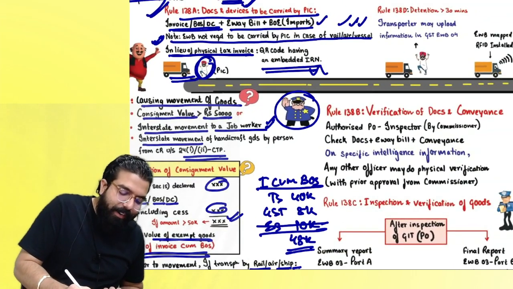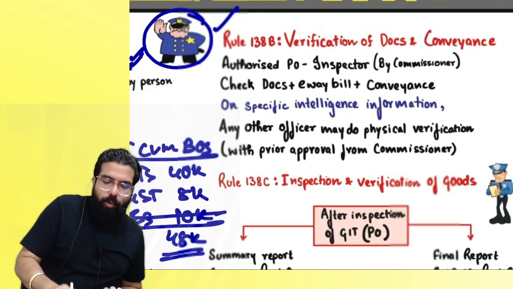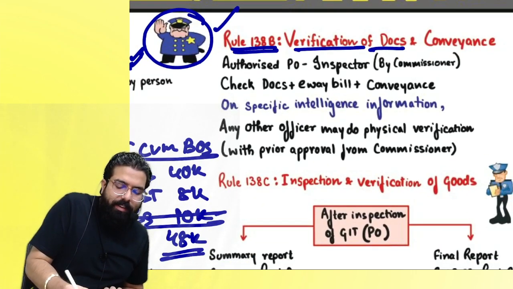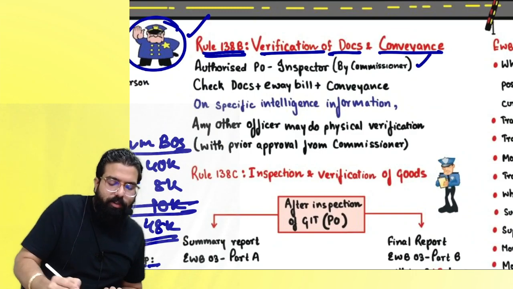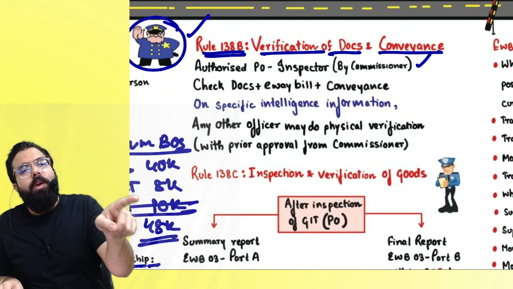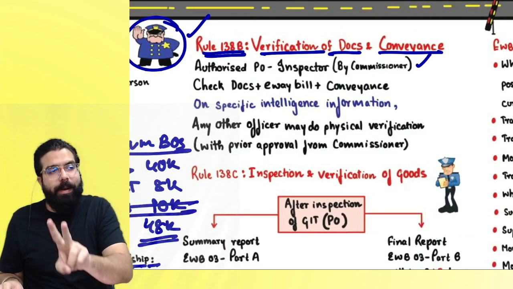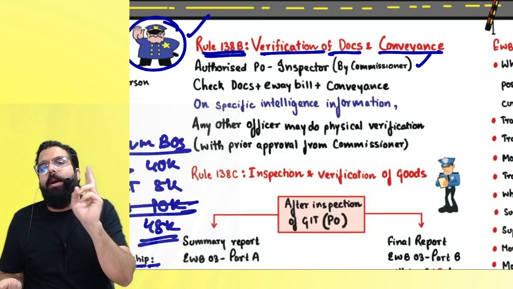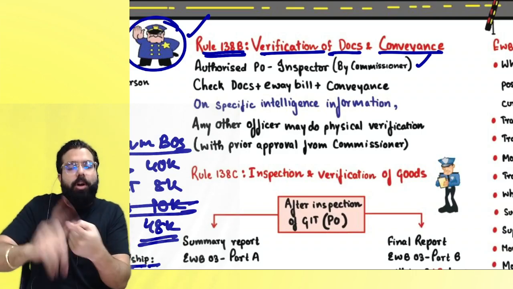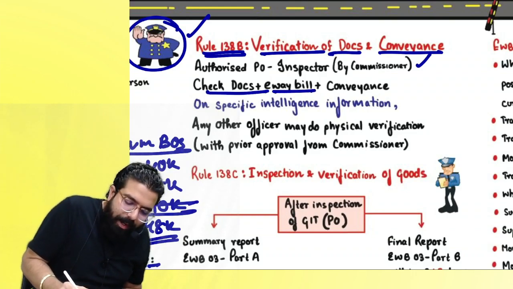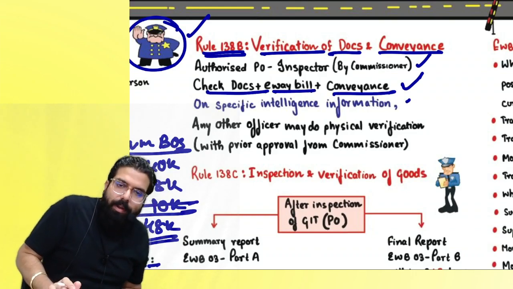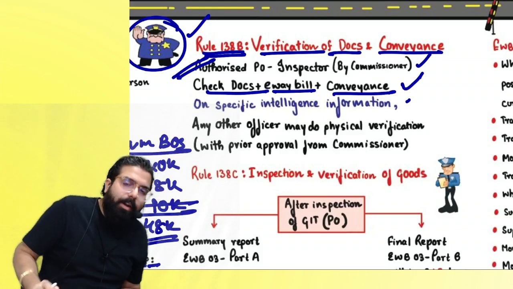Now you are going on the way, and the officer will stop you. Rule number 138B says verification of document and conveyance. Which is the officer? The authorized proper officer is the inspector. The inspector who is authorized by the commissioner will stop you. He will check the document, the e-way bill and the conveyance. And always remember, checking can always be done by the authorized proper officer.